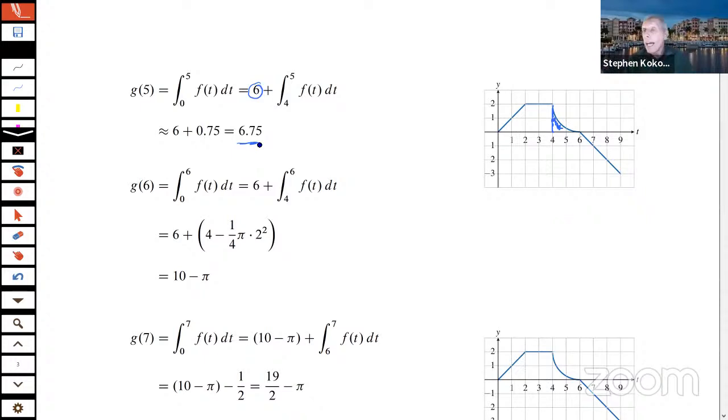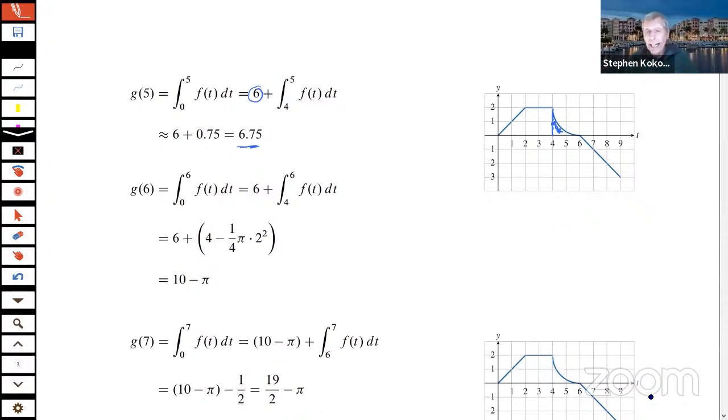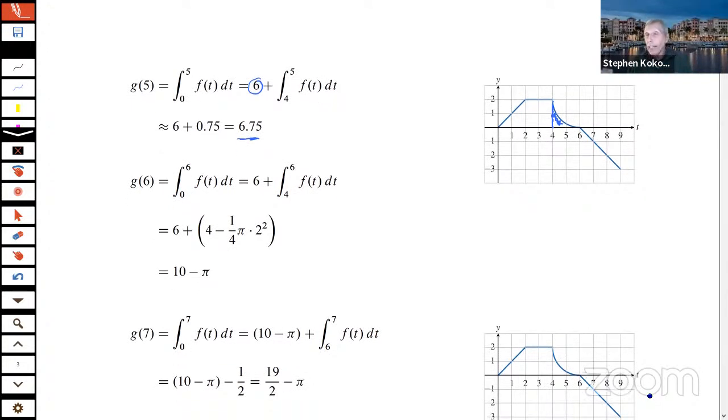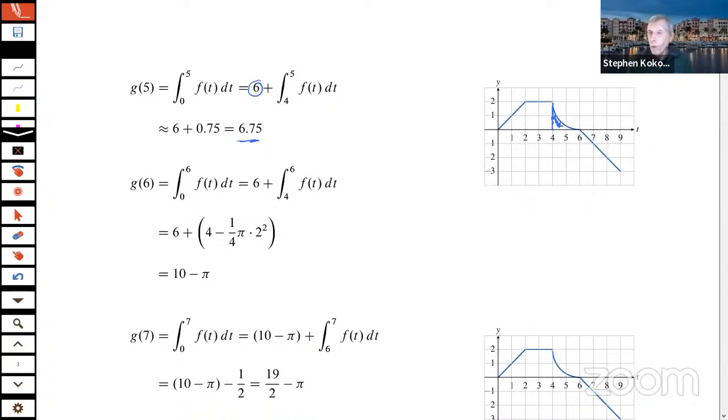But let's see, when I go 0 to 6, I can actually be a little bit more exact. I know the area from 0 to 4. What do we have there? That was 6. And this area under here, I think I can get, let's see, what can I do here? Well, let's see, I know this total area, right?